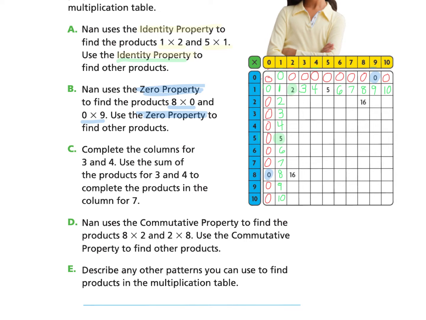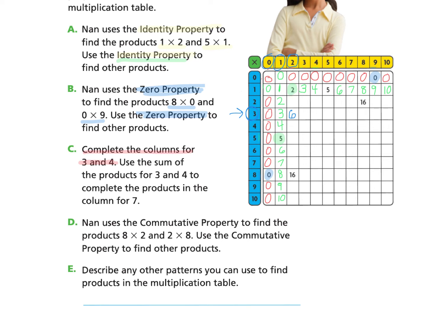Okay, our next part asks us to complete the columns for 3 and 4. So we're going to just do that first. And so we have column 3 here. And some of column 3 has been completed. Like we have 3 times 0, 3 times 1 completed horizontally. So now we need to do 3 times 2, and that would be 6. We're just adding 3 more to the product that was before it.